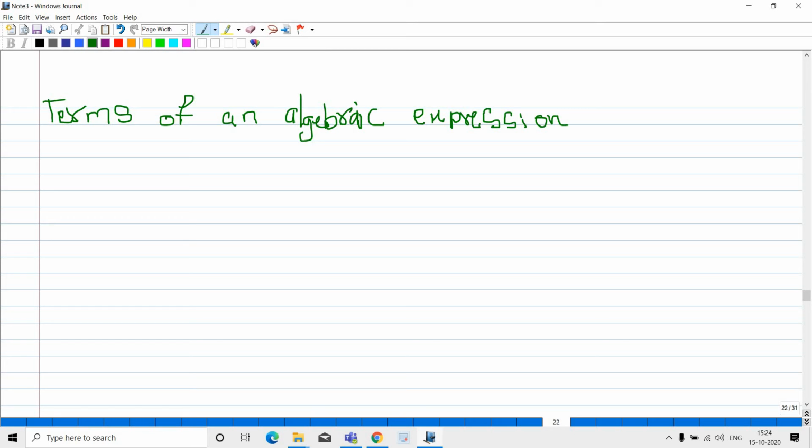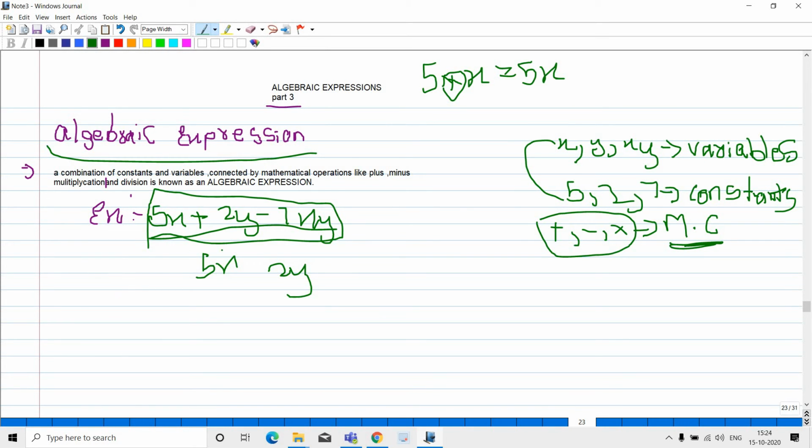Several parts of an algebraic expression separated by plus or minus sign are called the terms of an expression. See here, several parts of an algebraic expression separated with plus and minus. In the last example, we saw 5x plus 2y minus 7xy. These plus and minus signs separating 5x, 2y, 7xy mean there are three terms.